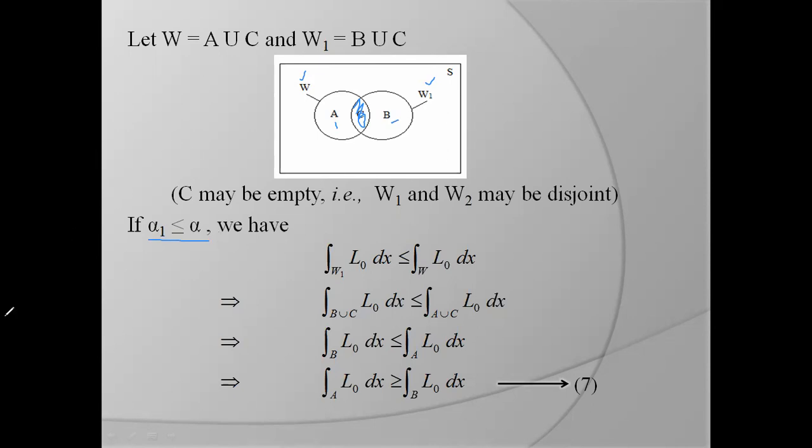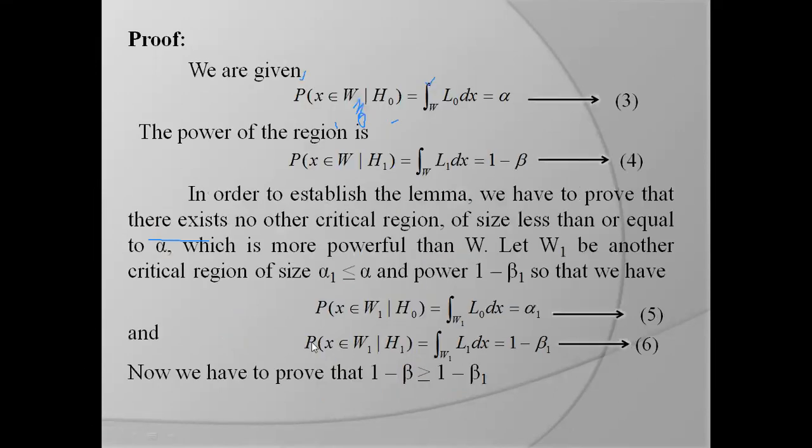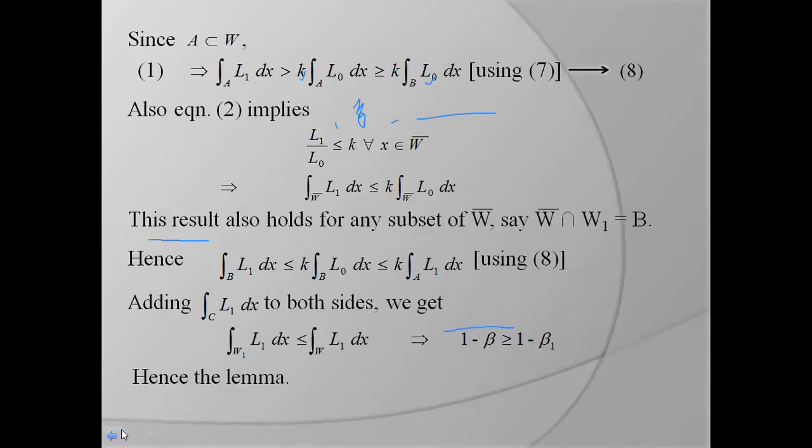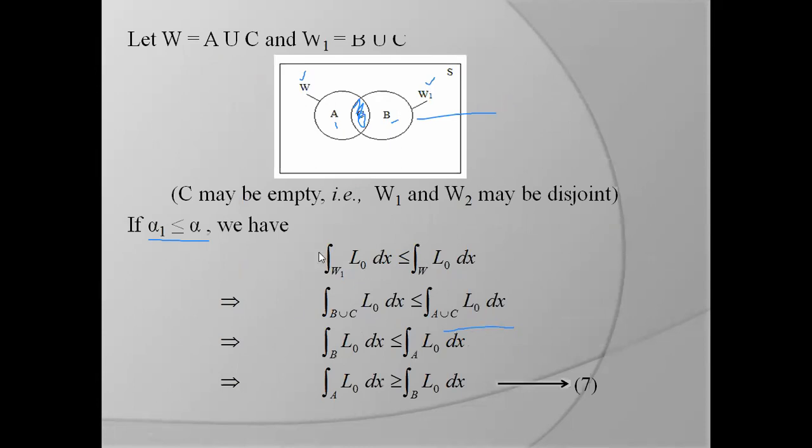In the previous slide itself, we have seen that alpha is equal to this value and alpha 1 is equal to this value. Both values we are going to substitute in this slide. Then what will we get?